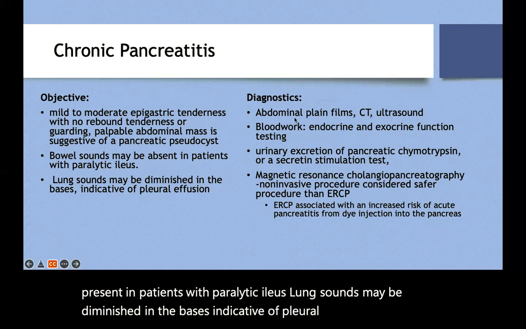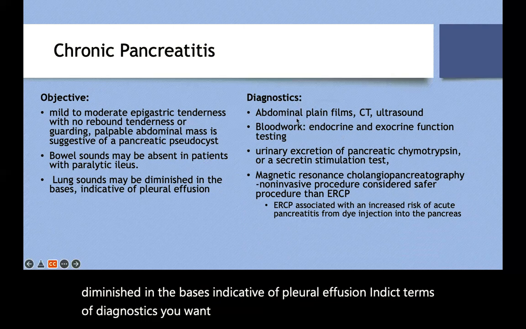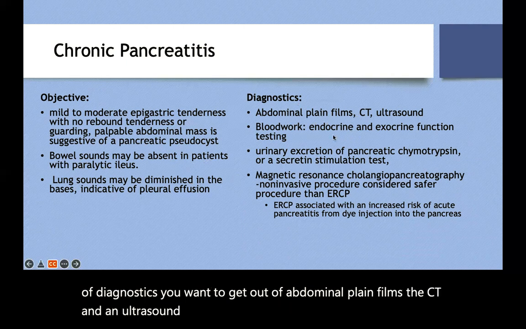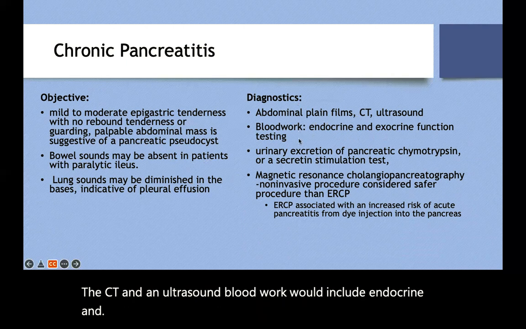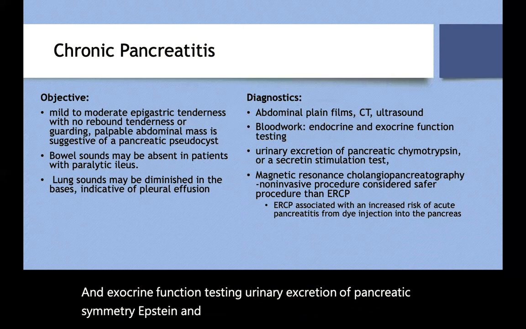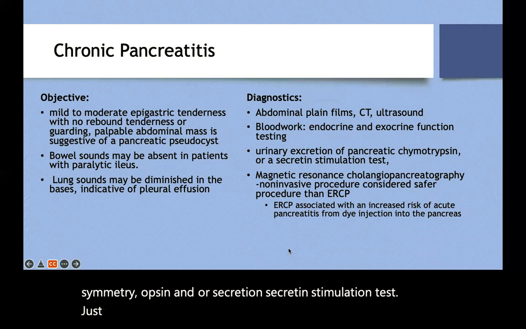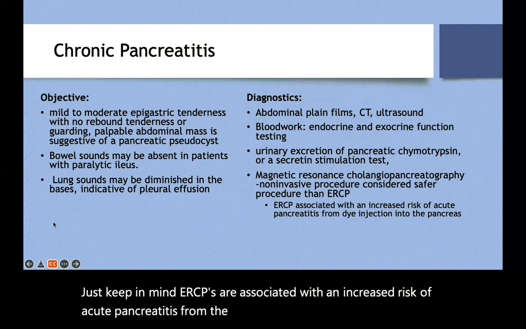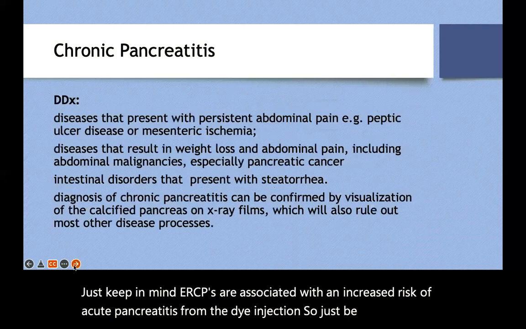In terms of diagnostics, you want to get abdominal plain films, a CT, and an ultrasound. Blood work will include endocrine and exocrine function testing, urinary excretion of pancreatic chymotrypsin, and/or a secretin stimulation test. Just keep in mind ERCPs are associated with an increased risk of acute pancreatitis from the dye injection. So just be conscientious of that.